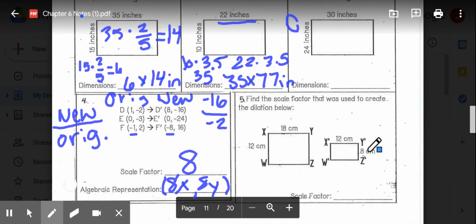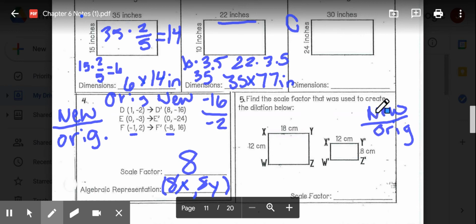Okay. Here in this next example, again, we're just finding the scale factor that was used to create the dilation. The difference is that in this problem, we are given side lengths instead of ordered pairs, but we're still using that new divided by original to get our scale factor. Here we know that our new figure is this bigger one because it does not have those prime symbols. I'm sorry, that's our original because it does not have the prime symbols, and our new one over here does. So this got smaller, and so you might already be thinking to yourself, well, if the figure got smaller, our scale factor should be less than 1.